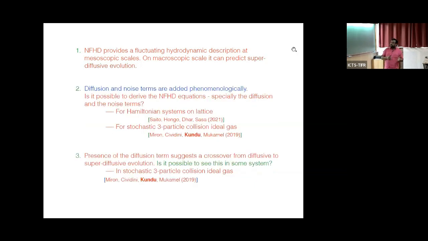The diffusion and the noise terms are added phenomenologically, and there have been attempts to derive those terms starting from microscopic descriptions, for example this paper by KG, Abhishek, Shinichi, and others. And this is another attempt that we have done with David, Julia and Asaf, in a three-particle collision ideal gas. But the presence of the diffusion term suggests that there should be a crossover from diffusive to super diffusive as you go from a smaller, mesoscopic length scale to a macroscopic length scale. Is it possible to see such a crossover in such systems? We have seen such a crossover in this model, but I will describe a similar crossover in another model.